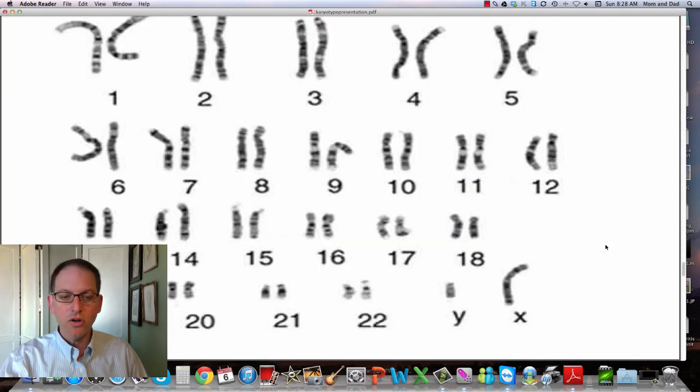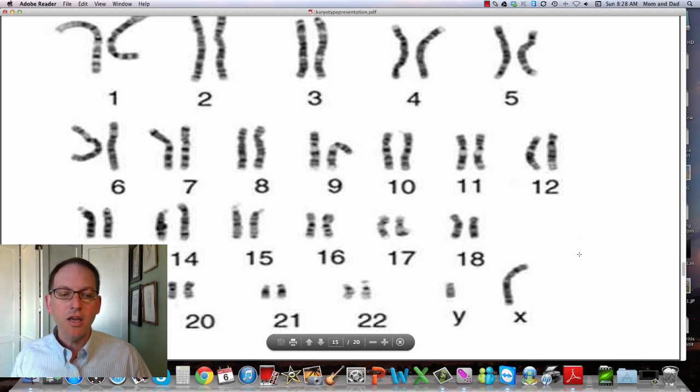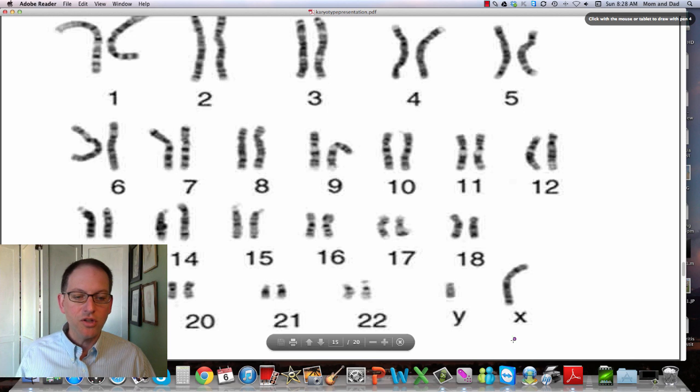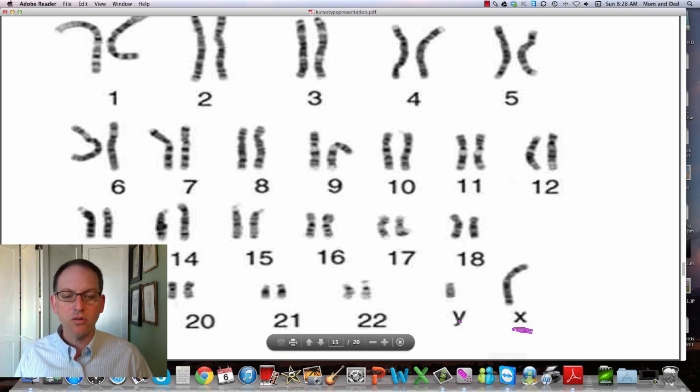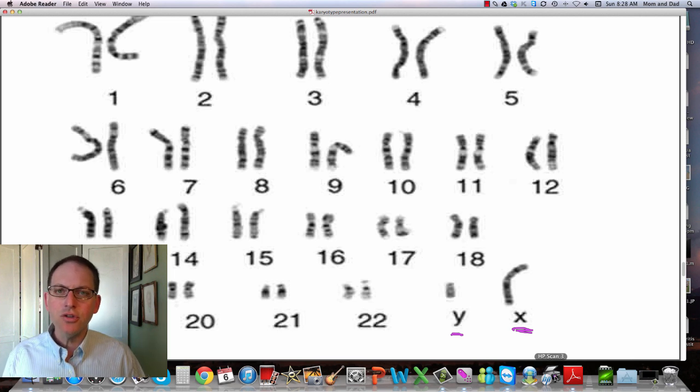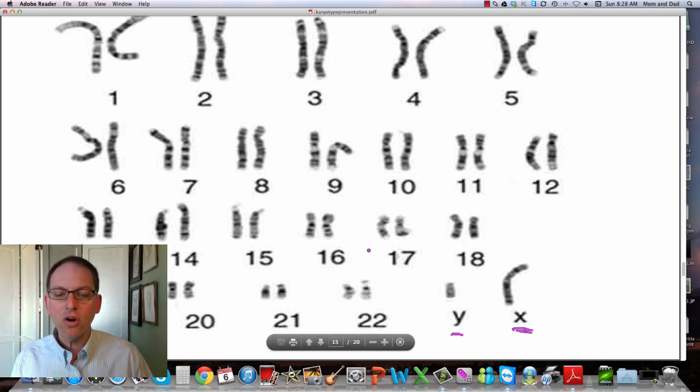Now, moving on, I want to show you another karyotype, and this is the one which is a male. Notice that you have a long X chromosome and you have a short Y chromosome. Now, as you do a karyotype, how are you going to be able to tell these all apart? Here's a little clue that I like to use.